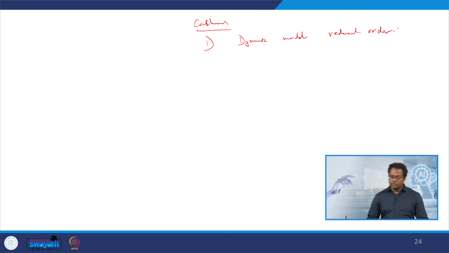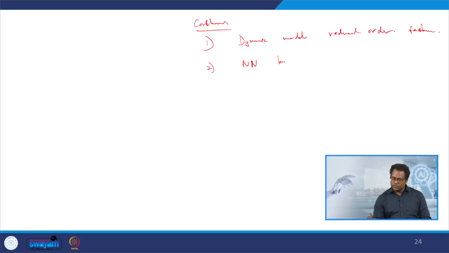we have seen in today's class the dynamic model of the reduced order fashion or manner. Okay, dynamic model in the reduced order case, reduced order dynamic model of the robotic system in interaction with the environment, and we have seen the neural network based hybrid force position controller. And then we have seen the stability analysis of the system or the controller.